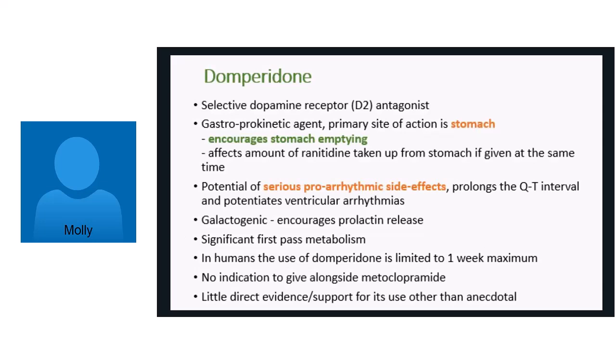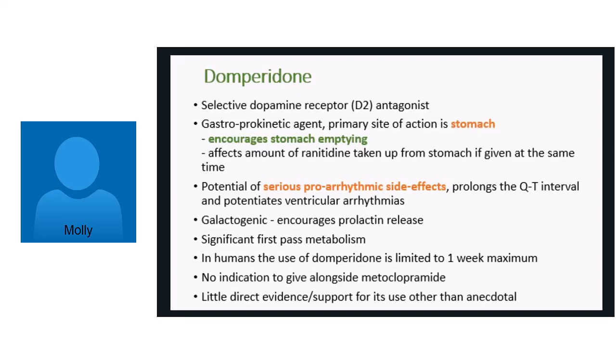And finally, domperidone. This again is a dopamine receptor antagonist, so you're getting a theme, really: dopamine, serotonin, potentially histamine receptors. The gastro-pro-kinetic, and it encourages stomach emptying. And again, it can affect the uptake of ranitidine if it's given at the same time. Yet again, another theme, we've got some quite potentially serious cardiac side effects. It can prolong the QT interval and potentiate ventricular arrhythmias. Also, this medication is an oral medication.